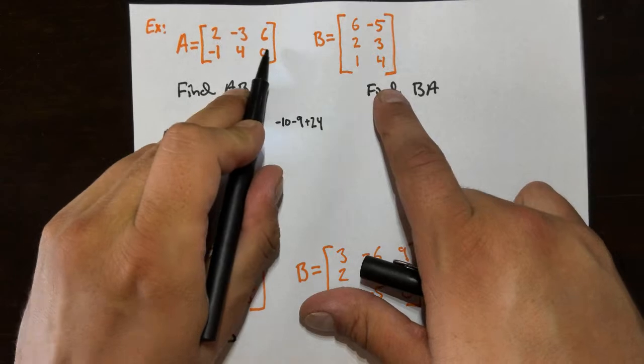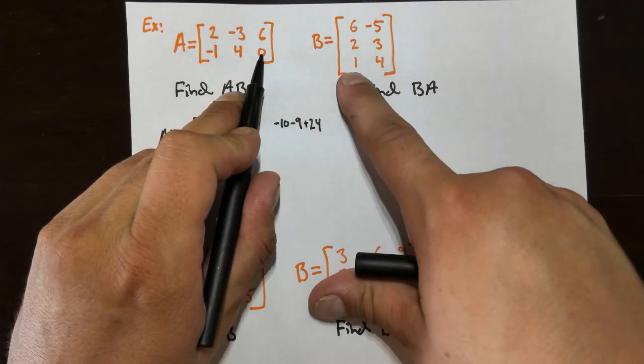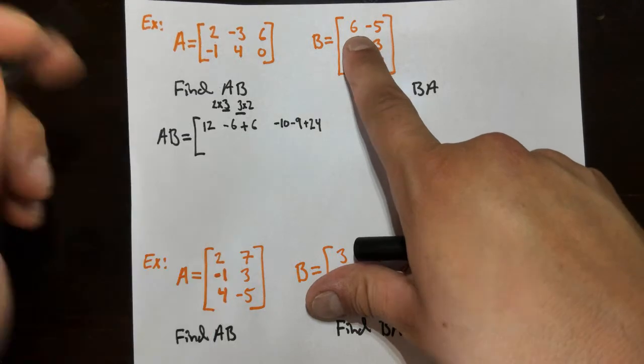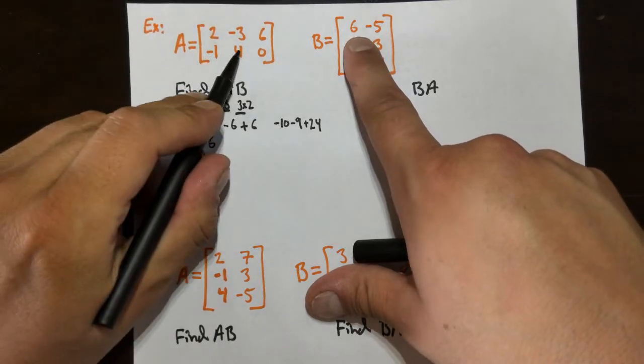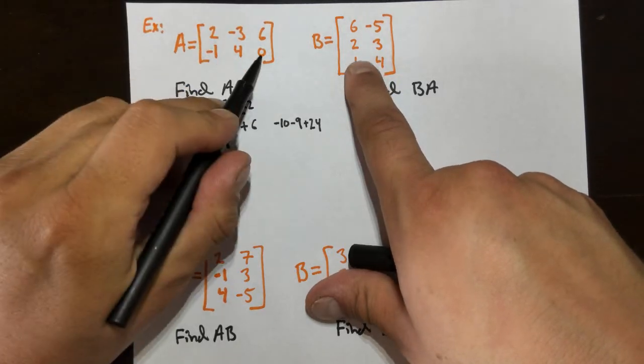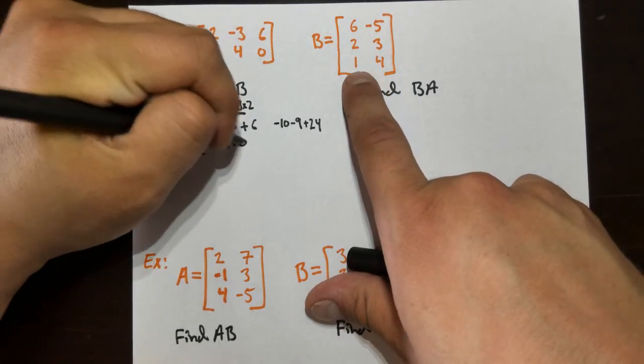Now we're going to take the bottom row and multiply it to the left column to get our bottom left. So negative 1 and 6 is going to give us negative 6. 4 and 2 is going to give us 8, so plus 8. And 0 and 1 is going to give us a plus 0.